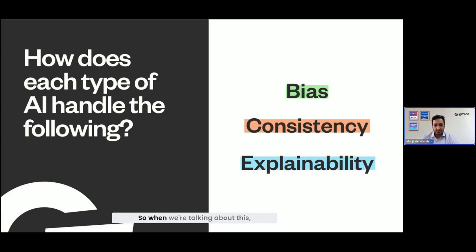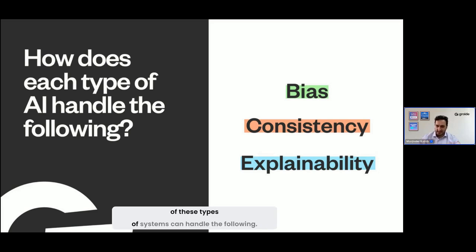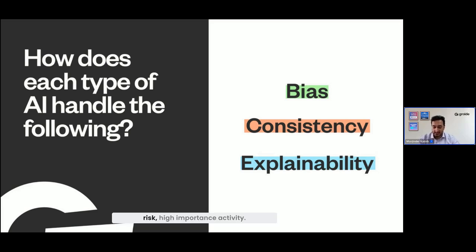So when we're talking about this, we're talking about marking. With regards to that, let's see how both of these types of systems can handle the following. Because marking is a high risk, high importance activity, we should consider how we use these tools when we're dealing with marking. So the first thing is bias.